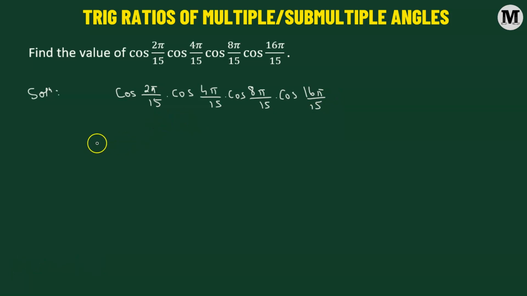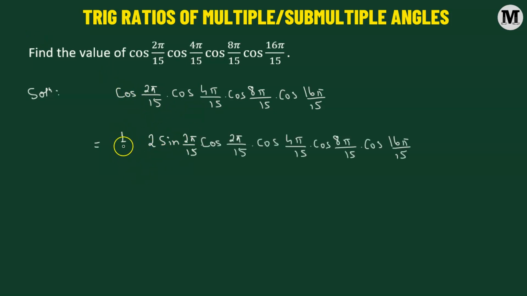Now, what we'll do, we will multiply the entire expression with 2 times sine 2 pi over 15. And this is an extra term that we are multiplying to the entire trig expression. So, we will need to divide it by 2 sine 2 pi over 15. The reason why we multiplied the entire expression with 2 times sine 2 pi over 15, because if we consider the product of these two expressions, 2 sine 2 pi over 15 times cosine of 2 pi over 15, here we can apply a formula.